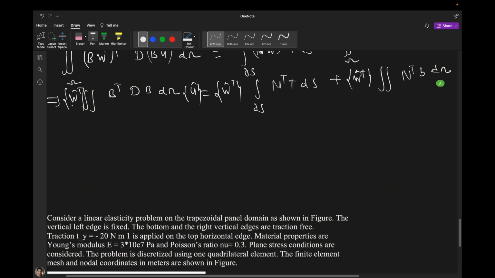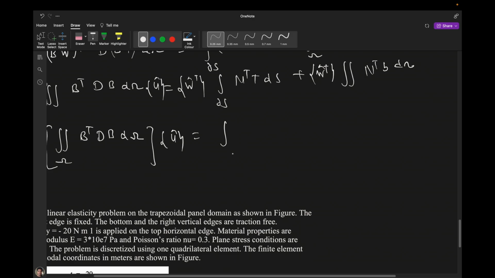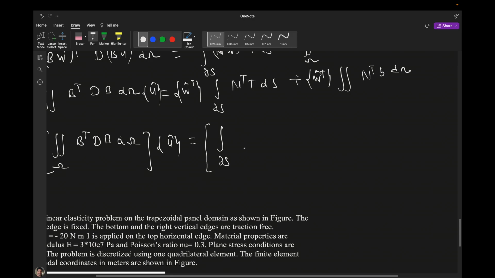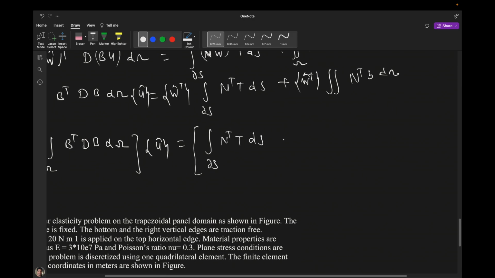Okay, so because of the arbitrariness of the w hat transpose vector, we can write it as b transpose d b del omega. And this will be what? This will be n transpose t ds plus n transpose b d omega.